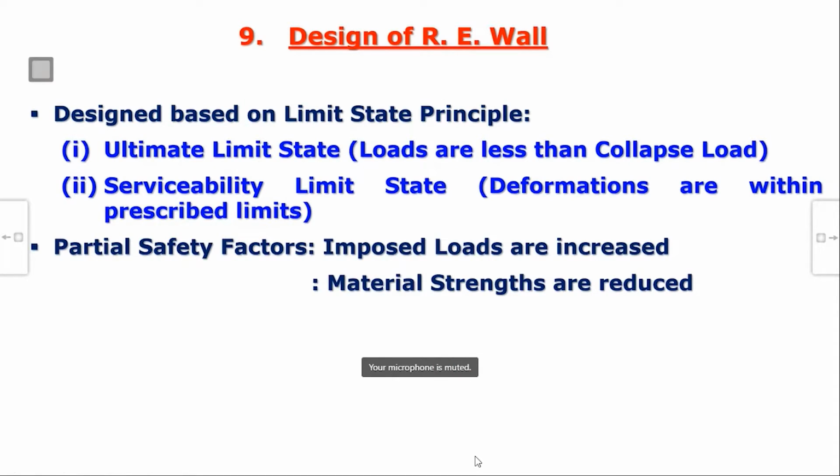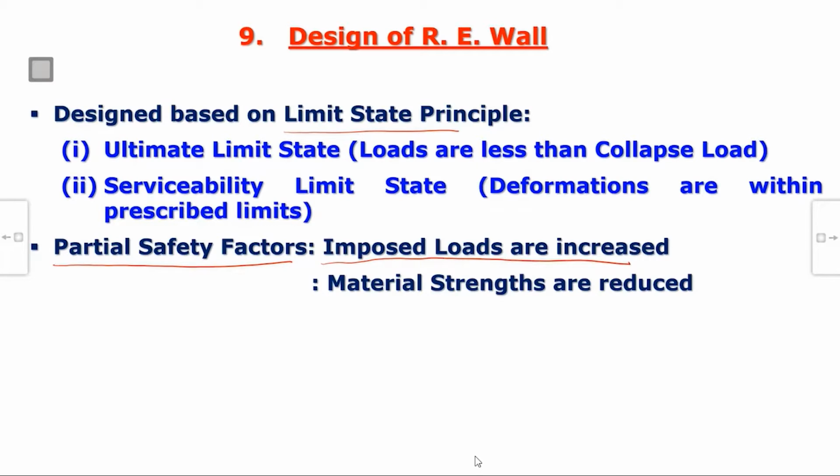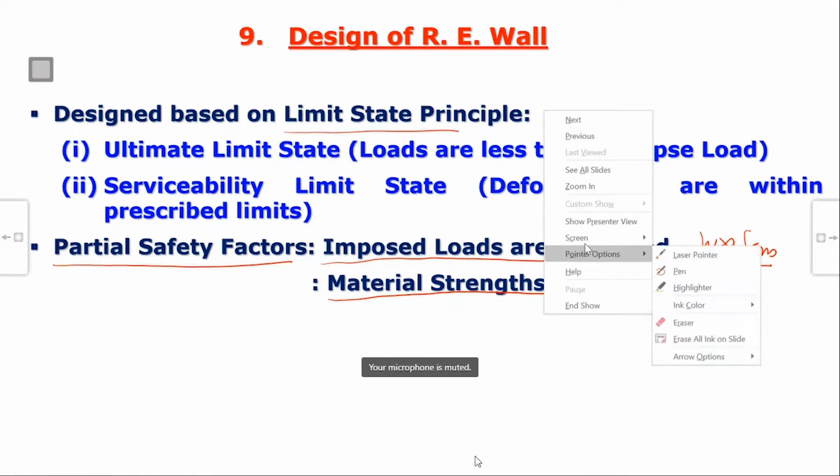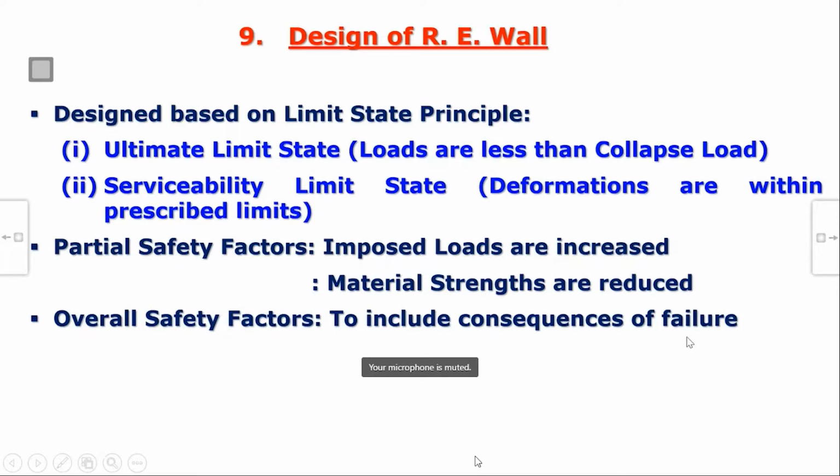And as you must be knowing, whenever we follow the limit state principle, there is something known as partial safety factors and overall safety factors. So when you apply partial safety factors, what you do? You increase the imposed loads by these factors. So if the load is, let us say, W, you will multiply it by the load factor for that. You will increase the applied loads and you will decrease the material strength by dividing it by the factor. So loads are increased by these factors and material strengths are decreased by these factors.